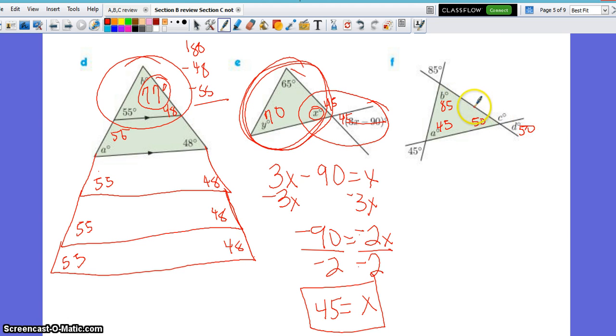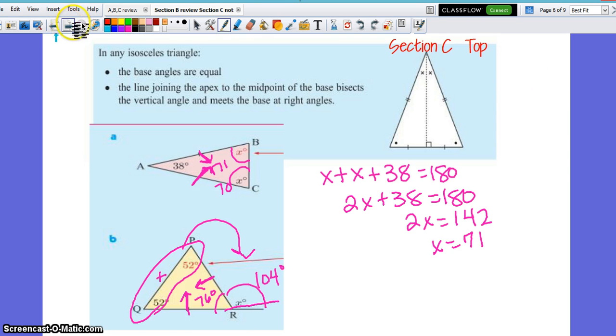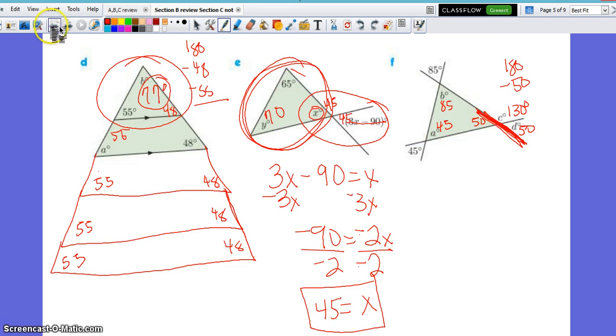Now to find C, this is a straight line. All straight lines equal 180. So you take 180 minus the 50, and this will give you 130 degrees. That's what C is. Okay, let's look at the next page.